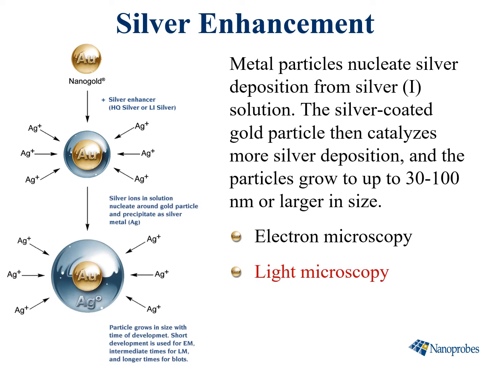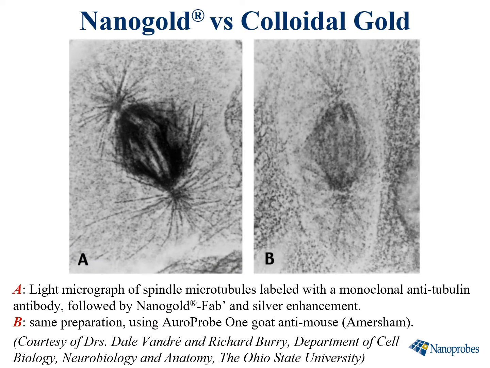If you take the reaction a little bit further and grow the particles larger, it becomes a great visualization method for light microscopy. And here's an example of this. On the left is the visualization of microtubules by Nanogold with silver enhancement, and on the right the visualization of microtubules by colloidal gold labeling. As you can see, they're much more clearly defined with Nanogold plus silver enhancement.